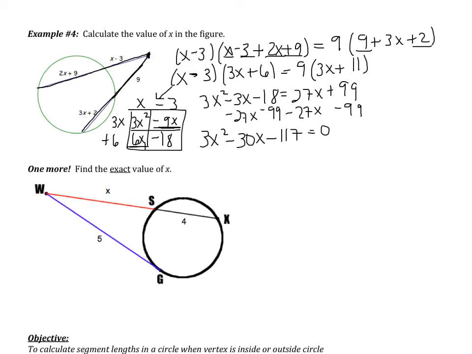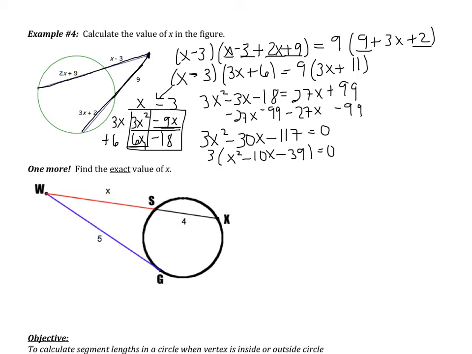Anytime that you have an x squared and an x, you're going to have to factor. I'm going to start by factoring out a 3. Everything here is divisible by 3. When I factor out a 3, I get x squared minus 10x minus 39 equals 0. This is going to make my factoring a lot easier since I was able to factor out a 3.